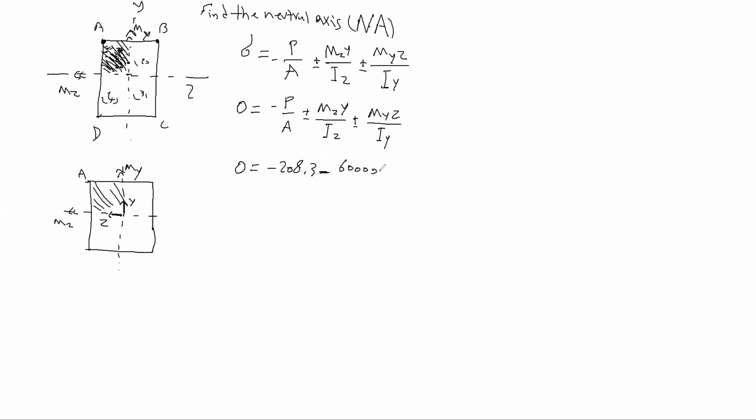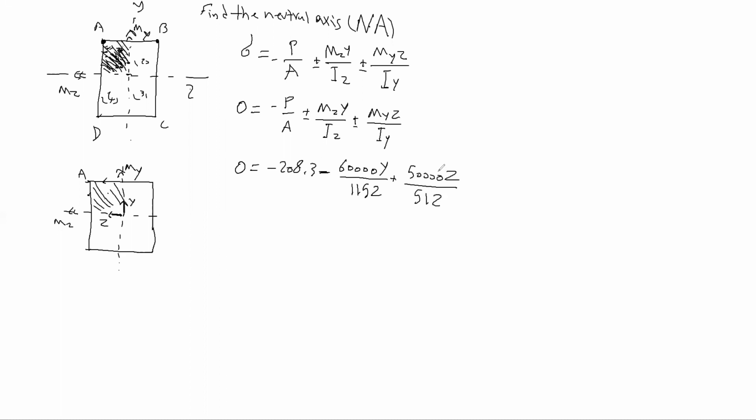Negative 60,000 MY and Y divided by IZ, which is 1152. Okay, for MY, point A is under tension, so I put positive 50,000 Z, for any point, we don't know the points here, divided by 512. Okay, now it's good.